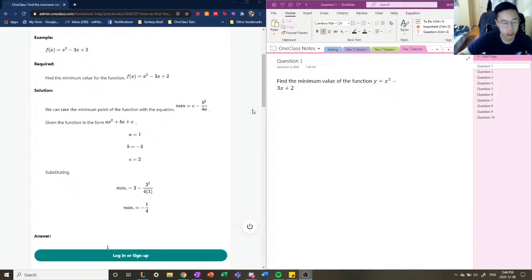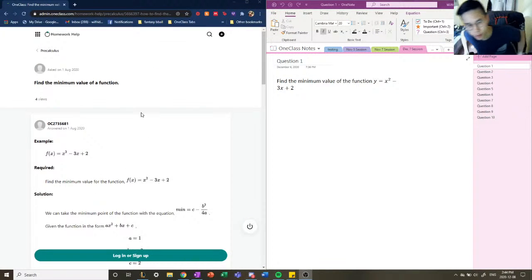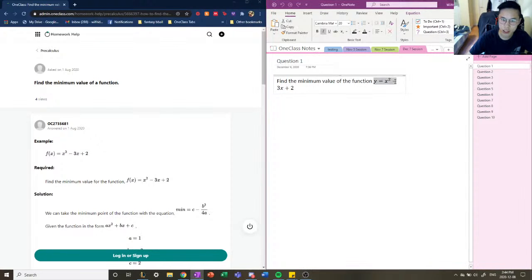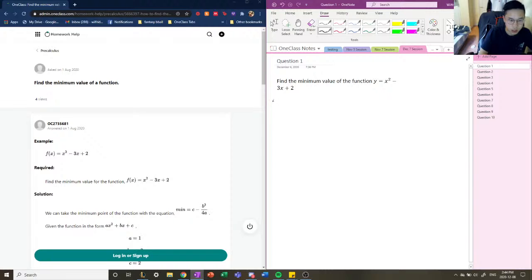All right, so the first question reads: find the minimum value of the function y equals x squared minus 3x plus 2. As I've been teaching previously, we first identify this function as a quadratic function. We notice that because it is of the standard form y equals ax squared plus bx plus c.